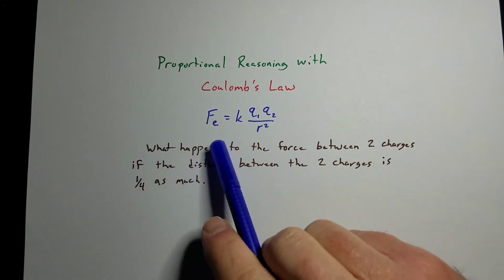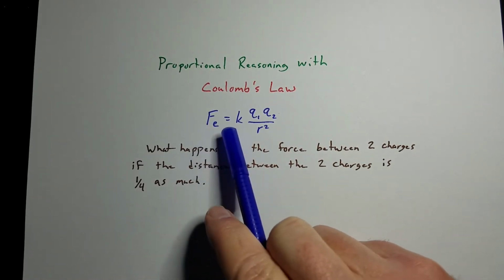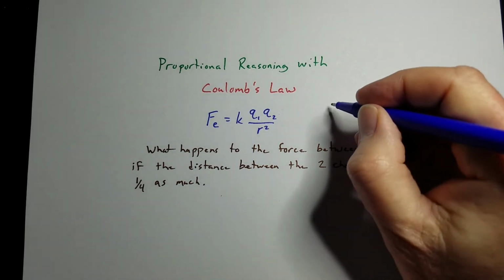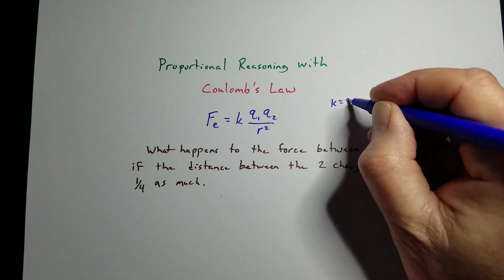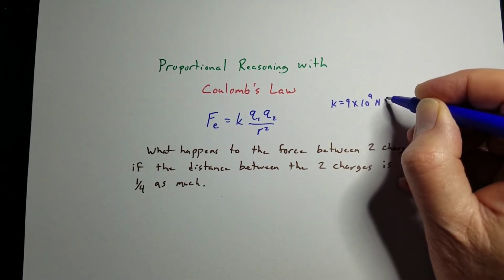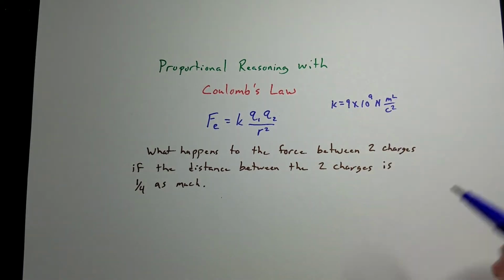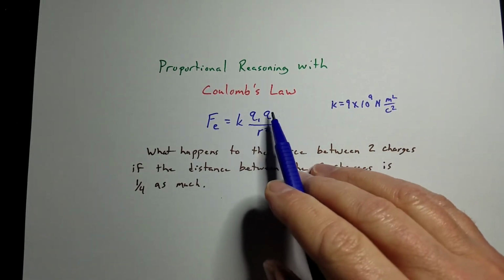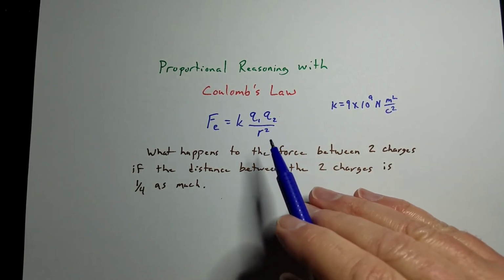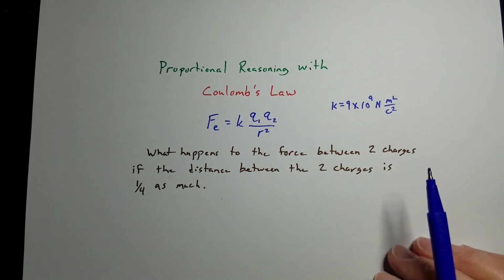So Coulomb's law, static electricity, or the force between two charges, is equal to K, that constant, which is 9 times 10 to the 9th newtons meter squared over Coulomb squared, times both charges divided by the distance between the charges squared. So this is an inverse square law, similar to the universal law of gravity.